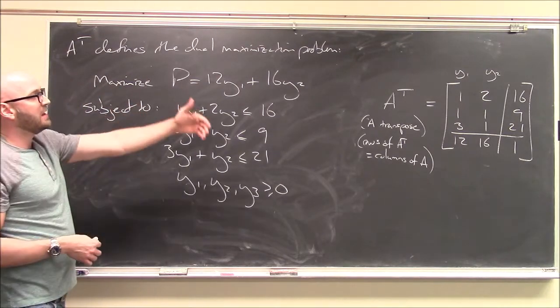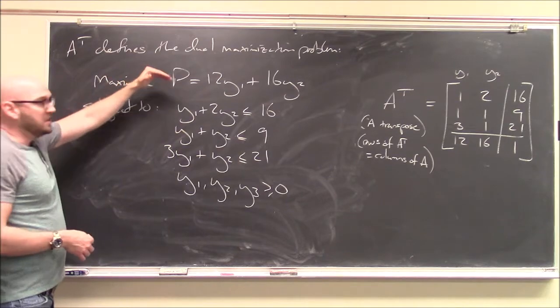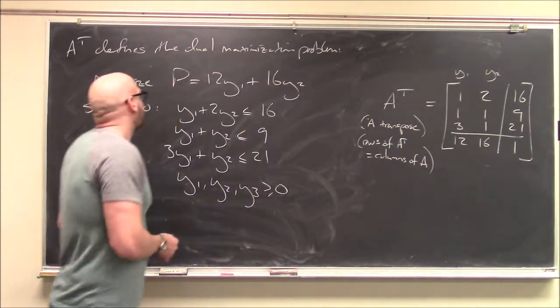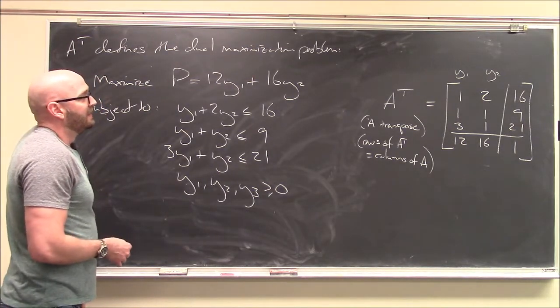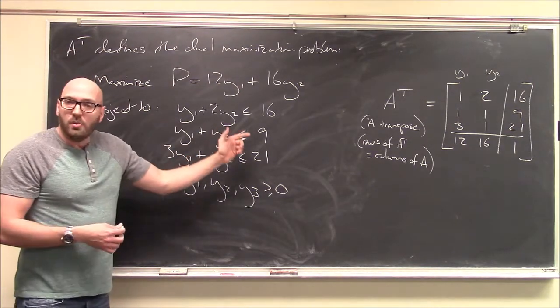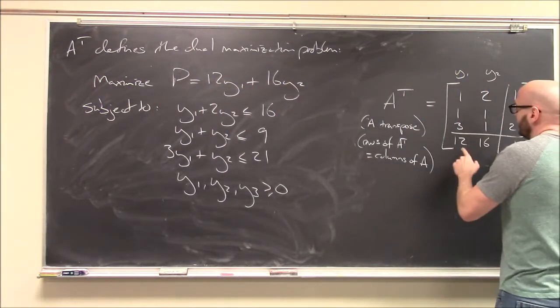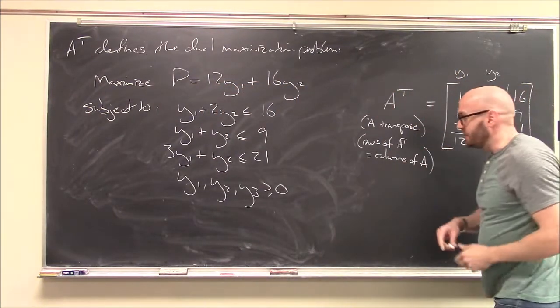And it turns a minimization problem into a maximization problem. Where once again, this is the coefficient matrix for the dual problem. Where I've just called my variables y1 and y2 here. But if I know all my coefficients and I know what the objective function is, then we can write down the dual problem.